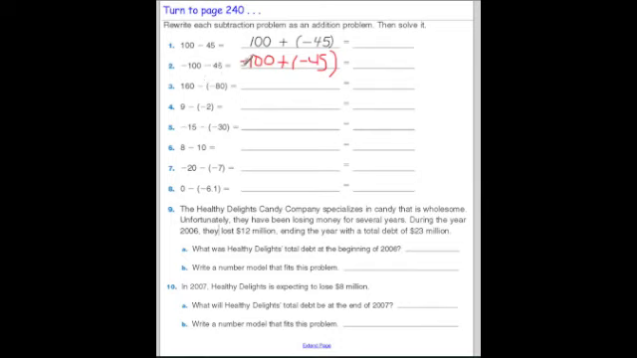So if we look at this, we see that we have a negative and it's addition, so we know from our rule from previously that if both the signs are the same, then we just add. So we take -100 plus -45 would give us -145.